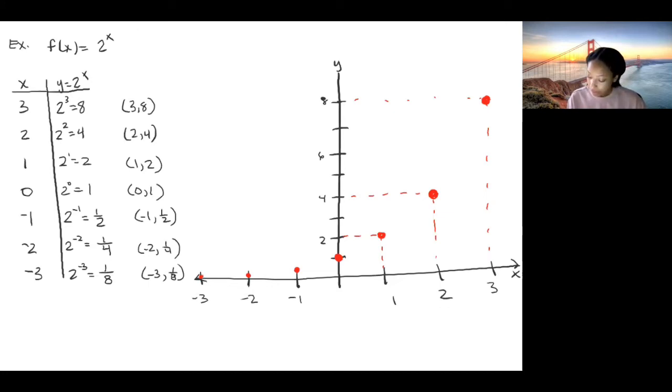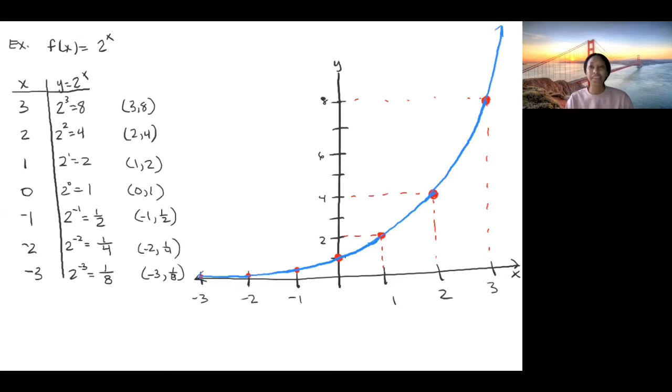All right, then putting these all together, I'll draw it in blue. I connect all of these. Notice the graph starts off very close to the x-axis. And then as x increases, the function increases itself. The y values start getting bigger and bigger and bigger. And if we were to go to the next value, when x is 4, y is 16. So it'll be even higher here.